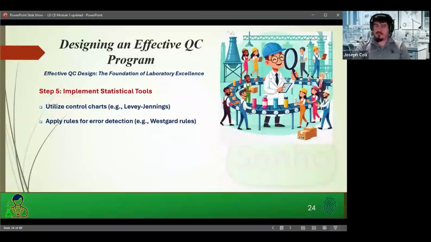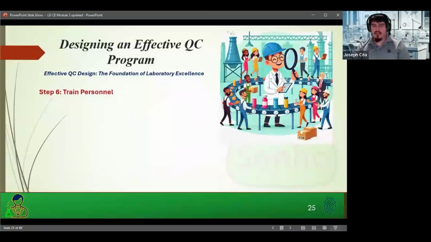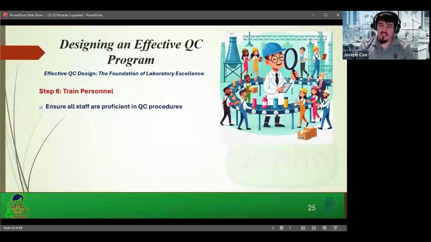But moving on. Step 6: train your personnel. Ensure that all staff are proficient in QC procedures. Make sure all your staff know how to run QC, know what to do whenever there is a QC issue, know how to correct it, perform corrective action, perform recalibration, who to contact, what to do if they cannot get QC to pass.